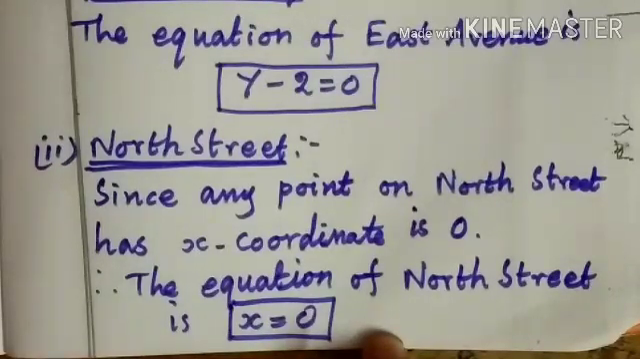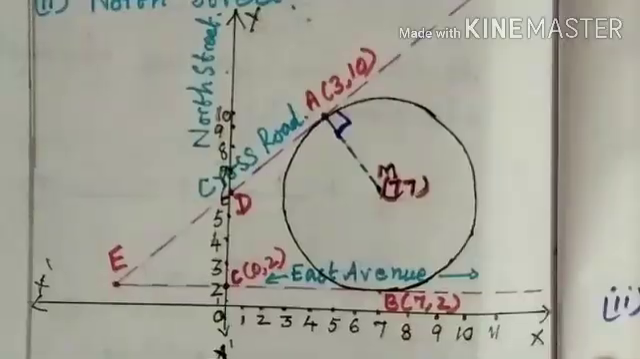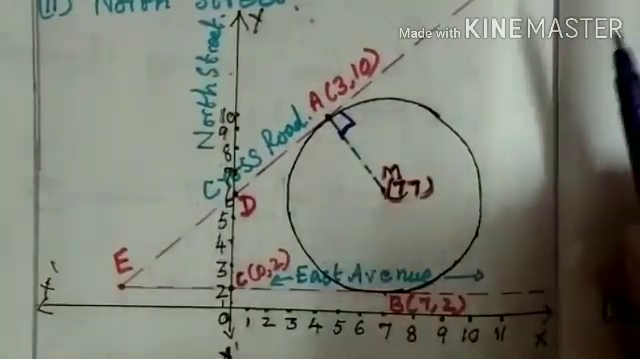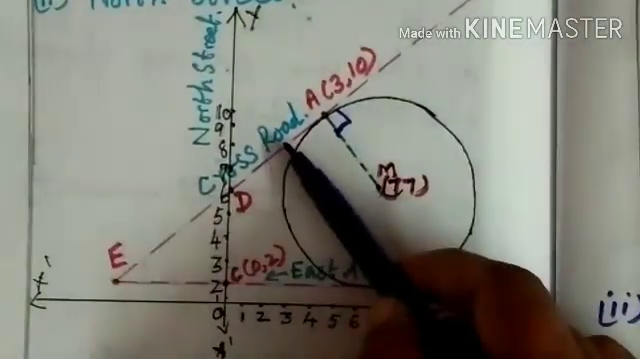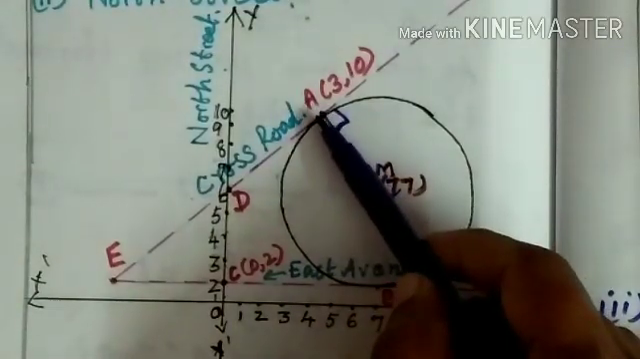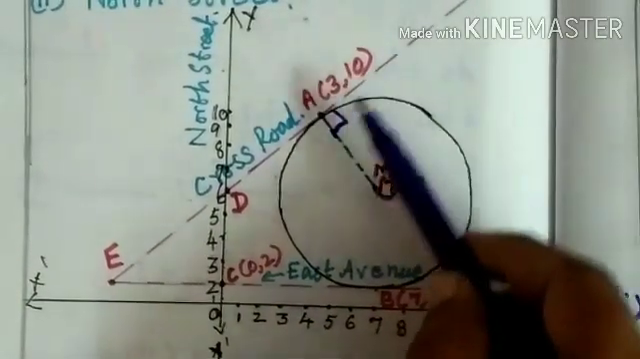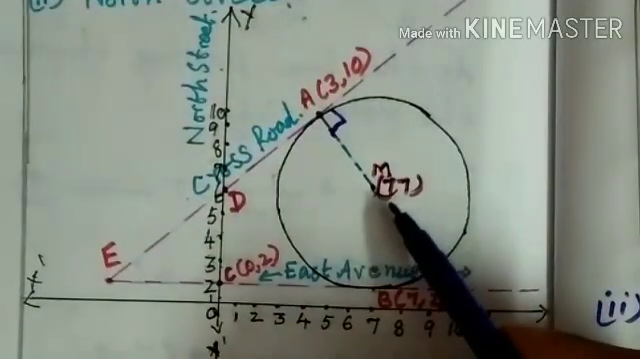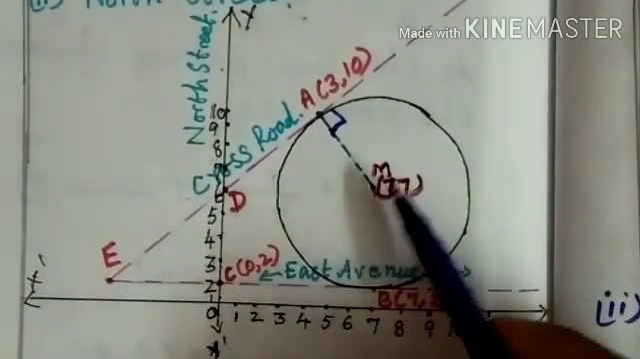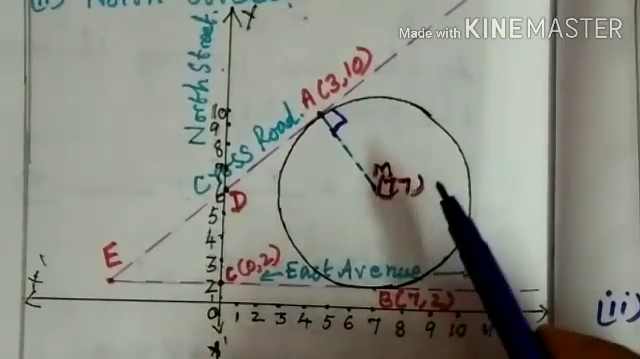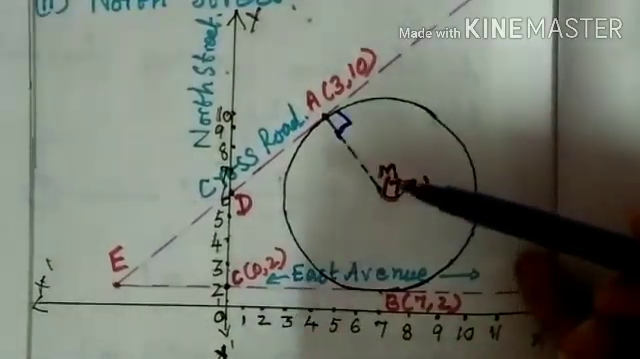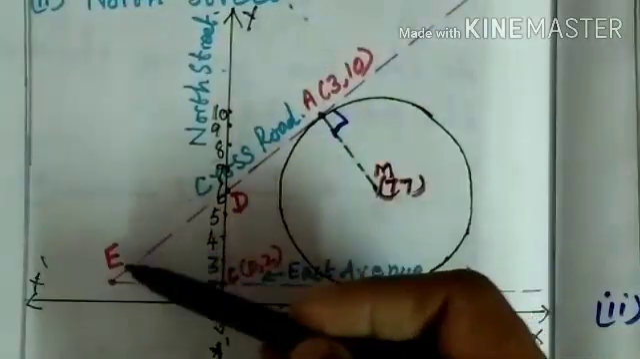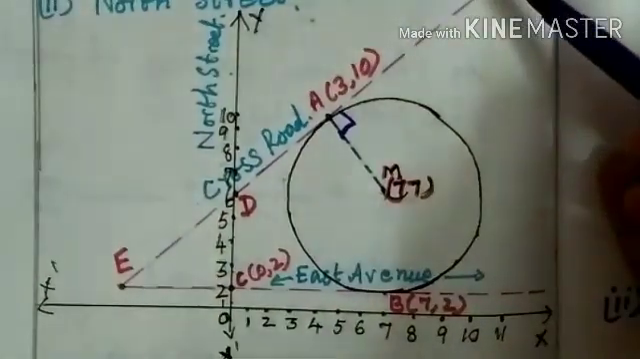This is the answer for second subdivision. Next, you have to find the equation of the crossroad. See the figure. Crossroad passing through the point A (3, 10), that is boundary of the circle. Then the center of the circle is M (7, 7). Then means AM is perpendicular to the crossroad.